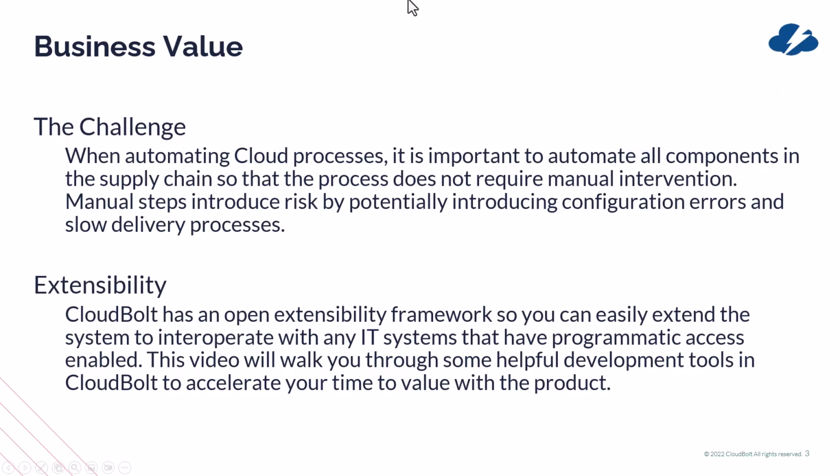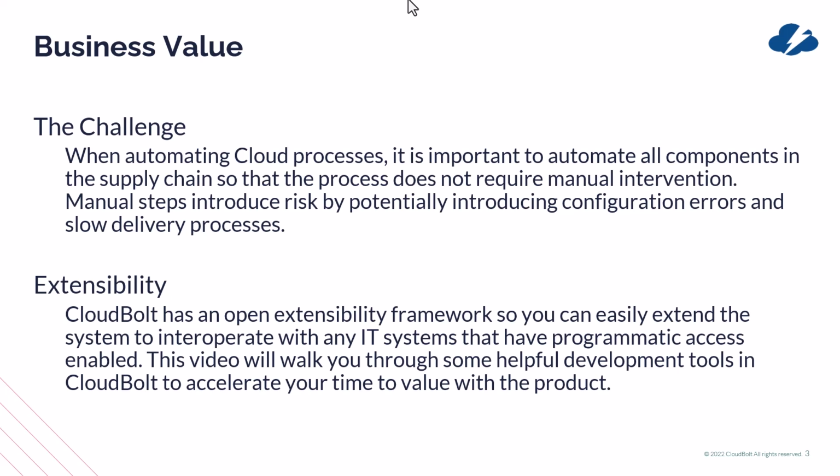Let's just set some background here. Talking through the business value, I like to set these up with a challenge and then how CloudBolt answers that challenge. Automating cloud processes is extremely important to organizations today. If you're not fully automated and there are manual links anywhere inside of your automation tool chain, that introduces potential manual configuration errors, plus it slows down your delivery process.